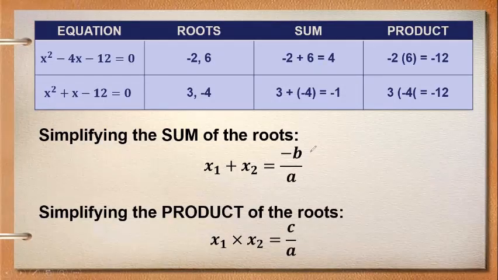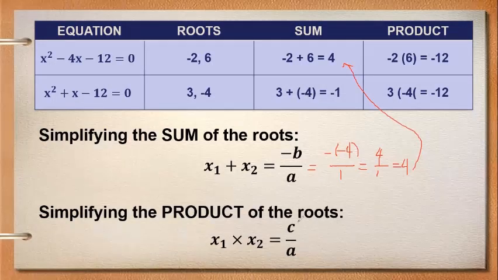For instance, the first equation. The value of b here is -4. So that is negative of -4. Then the value of a is 1. So negative times -4, that is +4, divided by 1, the result will be 4. So that is the sum of equation 1, which is still 4.